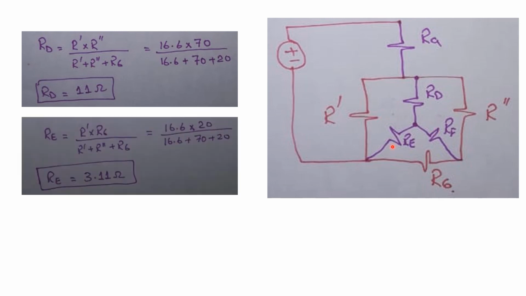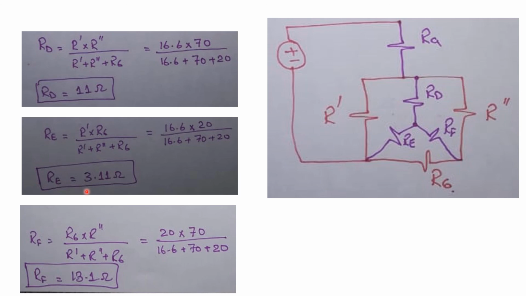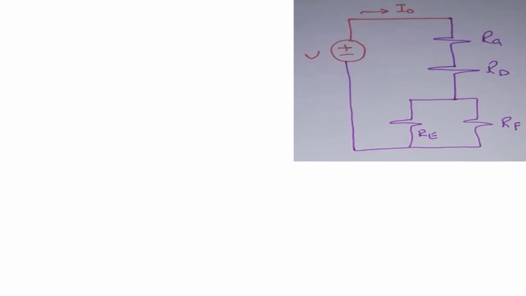Now RE is in between R prime and R6. So RE is equal to R prime into R6 divided by the sum of the resistance of the whole network. So we will get the value of RE, which is equal to 3.11 ohms. Now similarly, RF is in between R6 and R double prime, so the value of RF is equal to 13.1 ohms. Now you can replace these resistors R prime, R double prime and R6 with RD, RE and RF. Now the circuit looks like this.